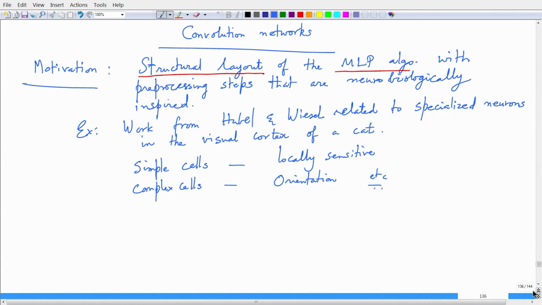The simple cells are locally sensitive, whereas the complex cells are complex because they can sense orientation, etc., which are more advanced features. Now, if you have simple cells that can do local operations and complex cells that take care of orientation, can we build a neural network that in a way mimics this neurobiological functionality? That is our motivation.